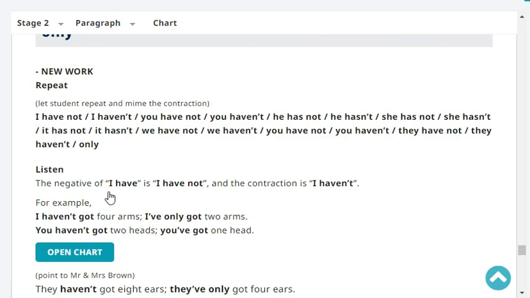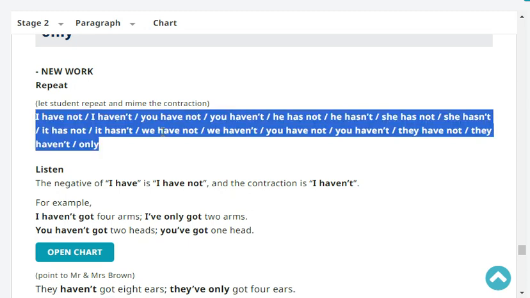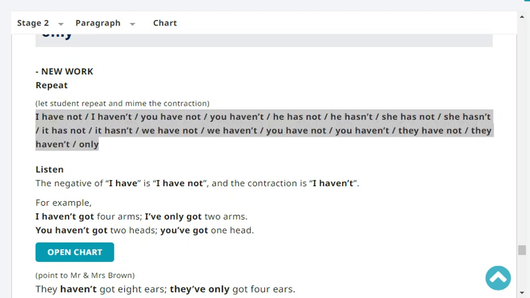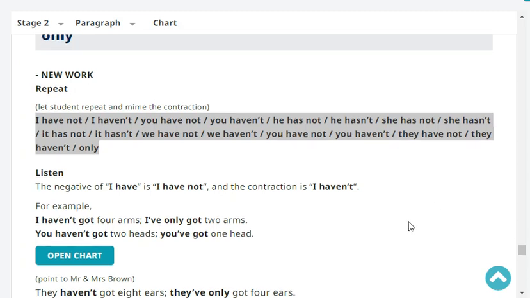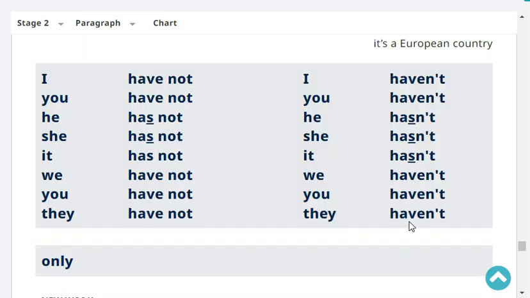Okay, next. So this is quite a lot. So it's a contraction. Okay, repeat after me. I have not. I haven't. You have not. You haven't.